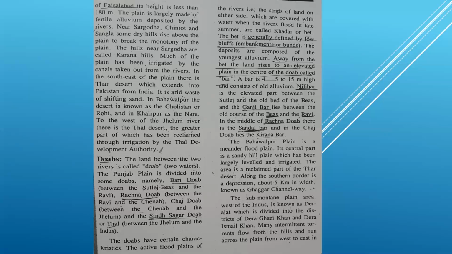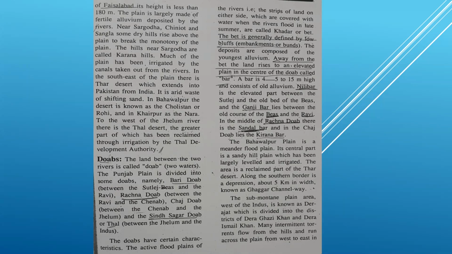The hills near Sargodha are called Kirana Hills. Also, it can be asked in MCQs: the hills near Sargodha are called which hills? These are called Kirana Hills. Much of the plain has been irrigated by canals taken out from the rivers.